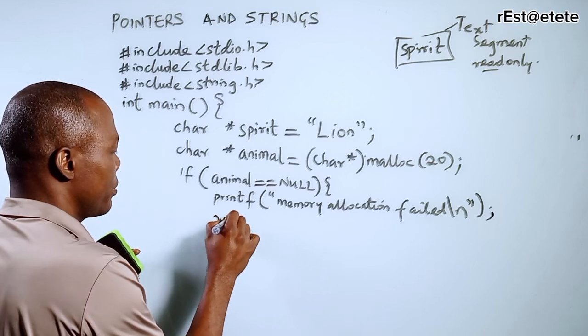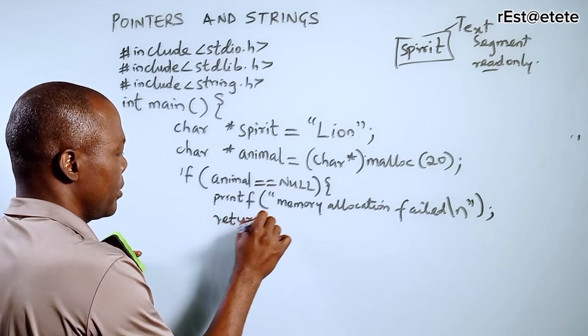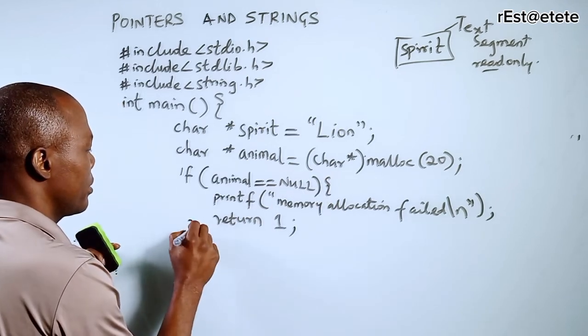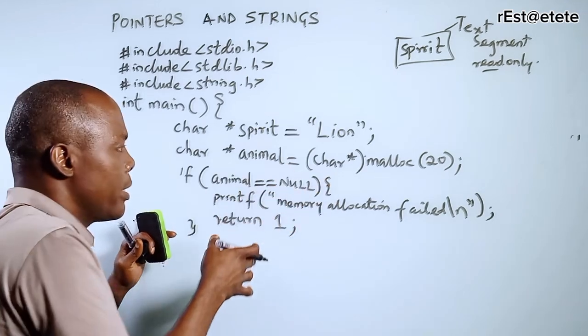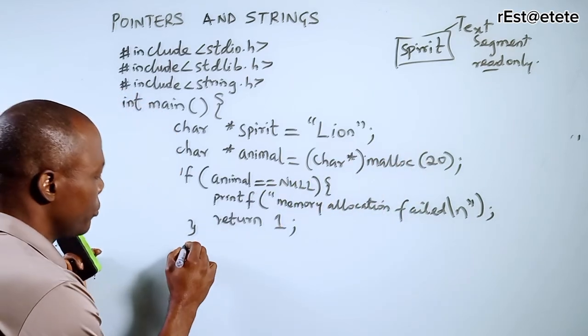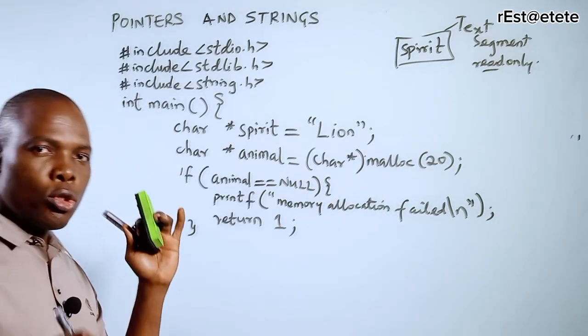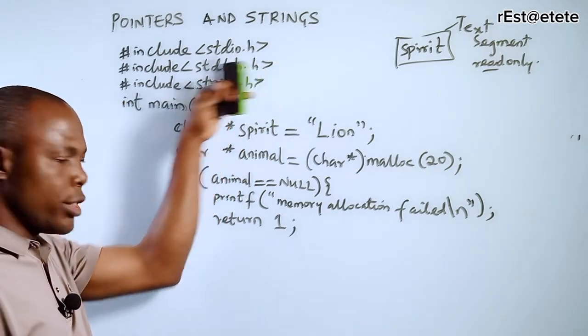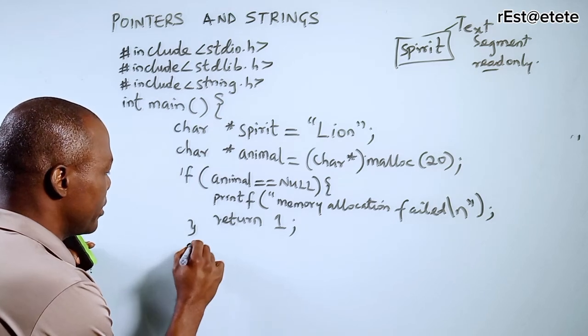So return 1, right? Then close this. So I have tested. Now, if the animal is created, then this is what I'm going to do. I'm going to use another function from this string.h, and that is what? strcpy.